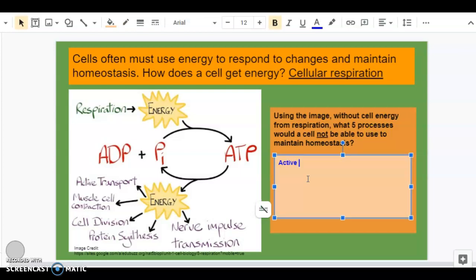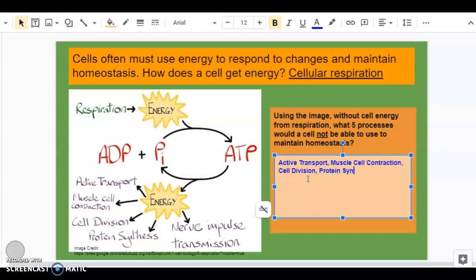Active transport, which uses energy to move things from low to high concentrations across the membrane. Muscle cell contractions, which use proteins that shorten or relax so the muscle cell can shorten and relax and move bones. Cell division, which we'll study a little bit later.